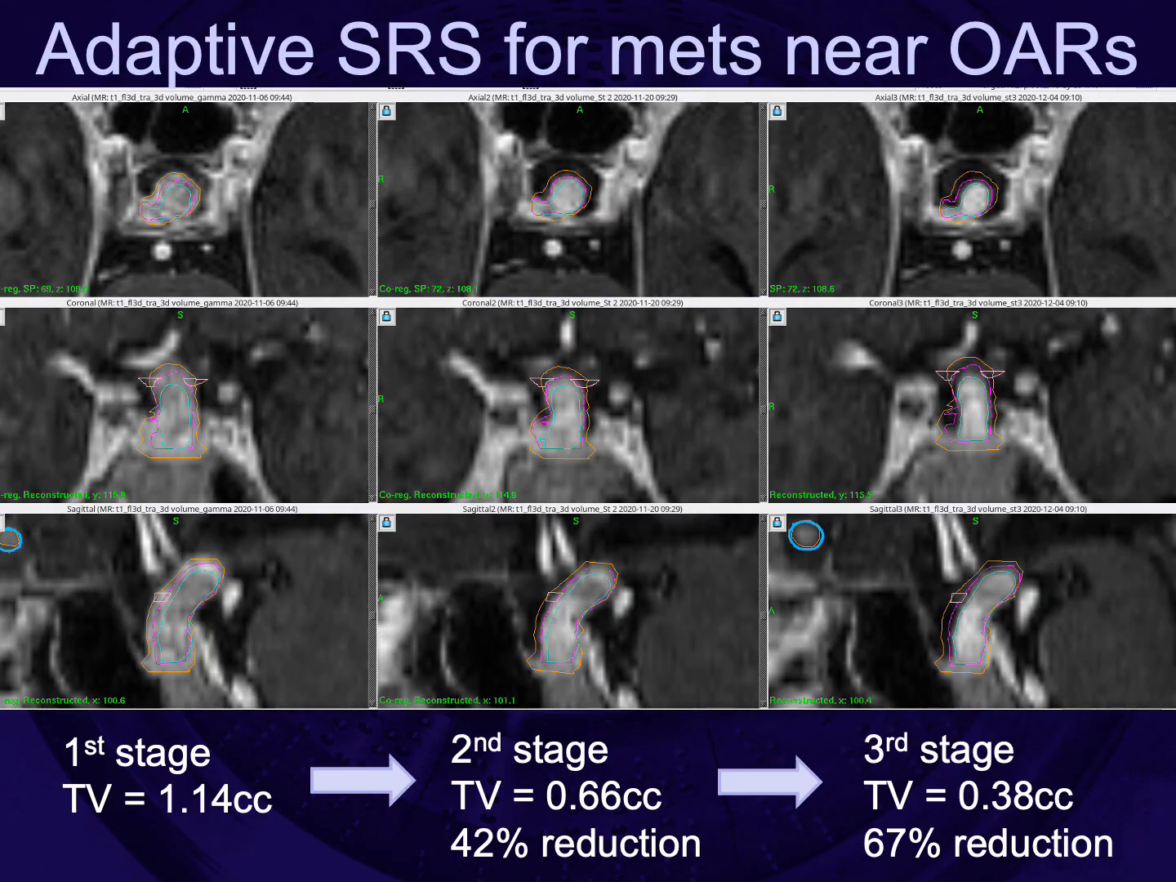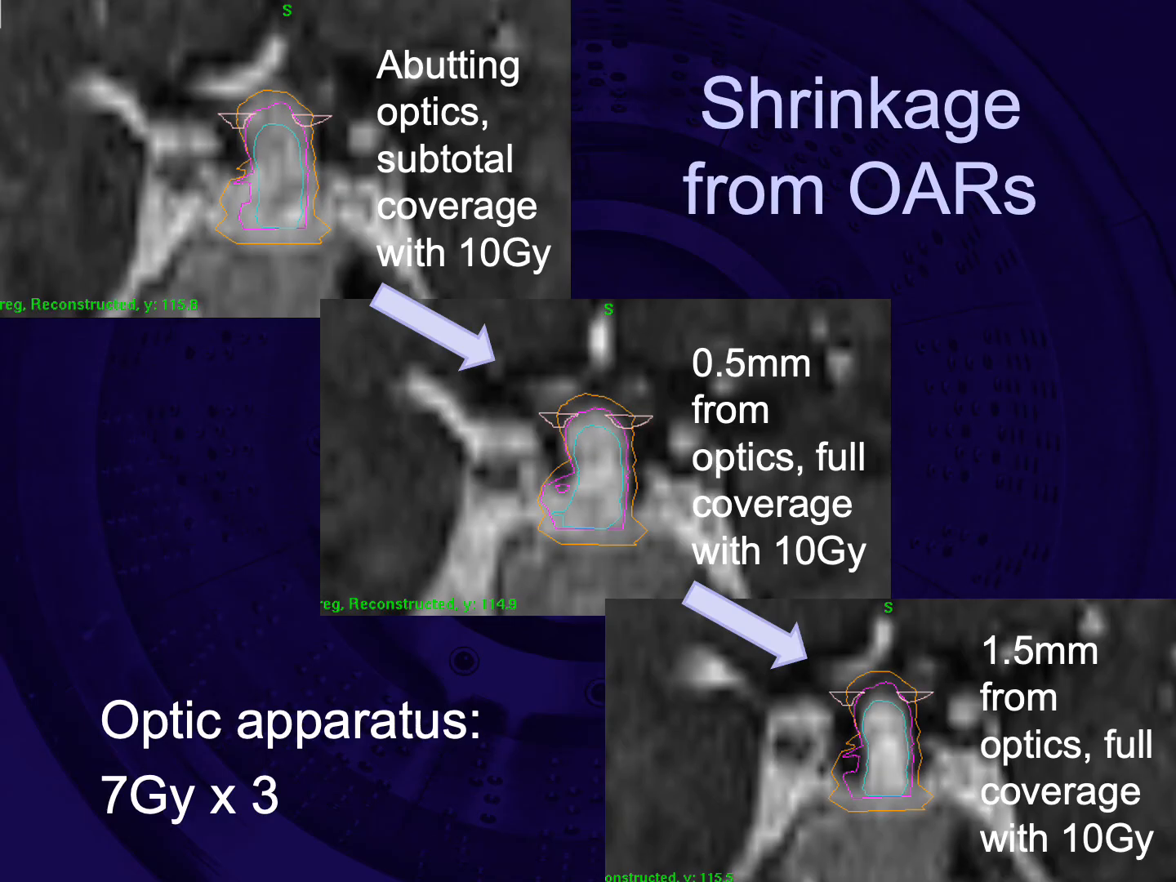Here's another interesting case. This is a three-stage treatment for a metastasis in the pituitary stalk and gland. So you can see at the first stage here, we delivered 10 Gray to 1.14 cc's. At the second stage, we had a 42% reduction in the volume. By the third stage, it was a 67% reduction. And this was a fantastic case because it allowed the tumour to shrink away from the optic apparatus.